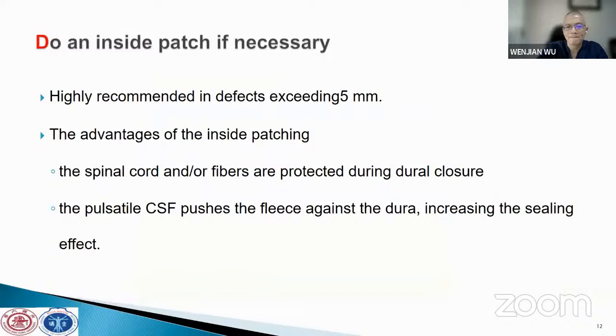If the dural defect is bigger than 5 millimeters, we can use some collagen foam as an inside patch. The inside patch should be 2 millimeters larger than the dural gap. The pressure of the CSF will push the inside patch against the dura to seal the defect. Also, the spinal cord and fibers are protected during the dural closure.